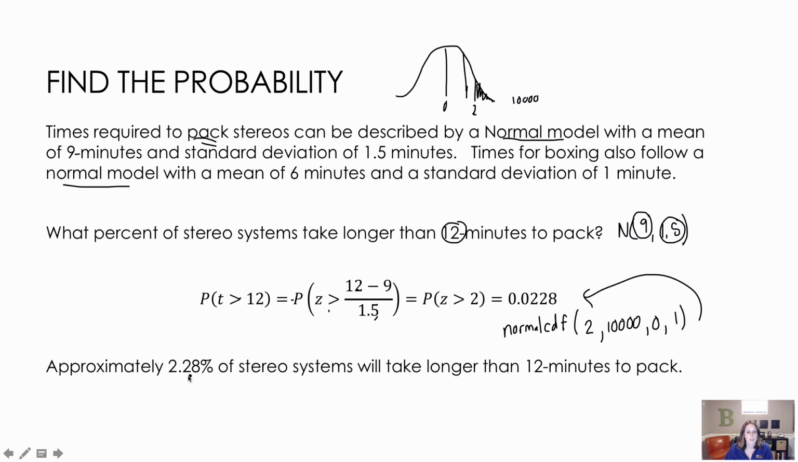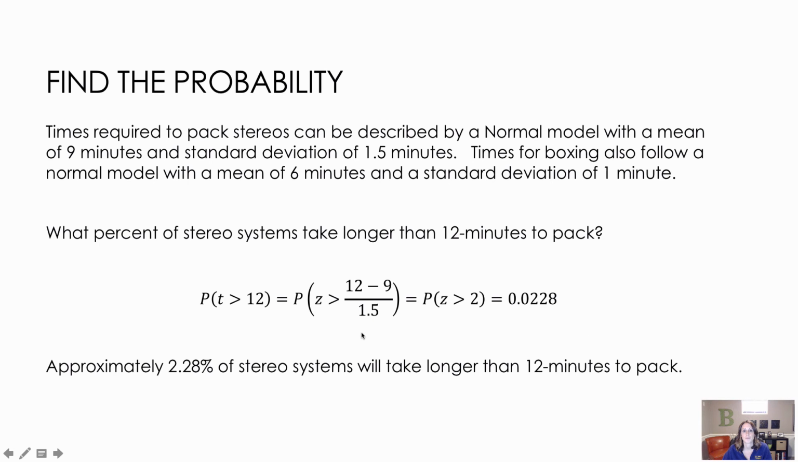So again, approximately 2.28% of stereo systems will take longer than 12 minutes to pack. Again, I had to use the normal model because I was dealing with a continuous random variable.